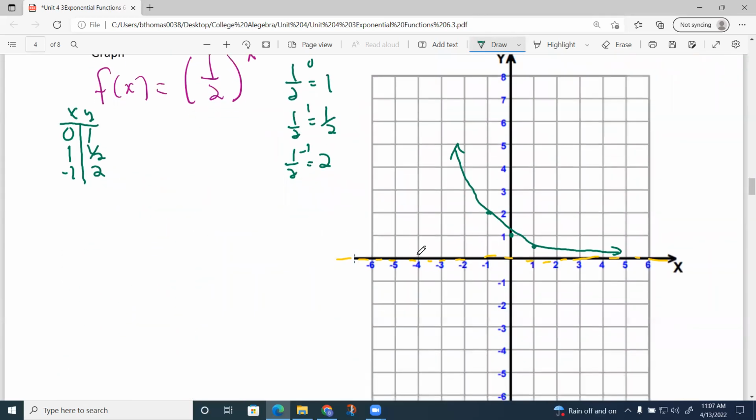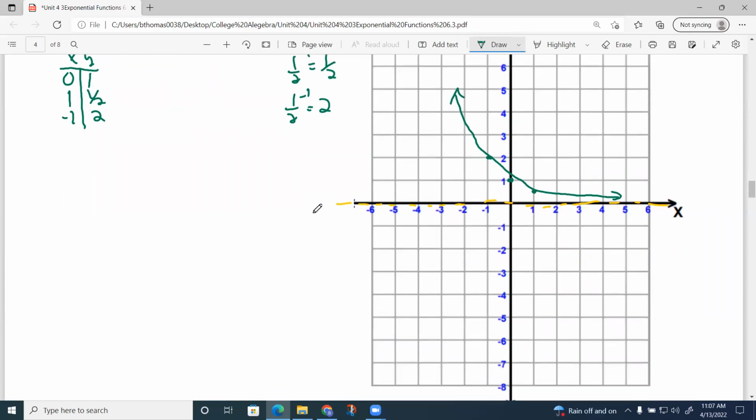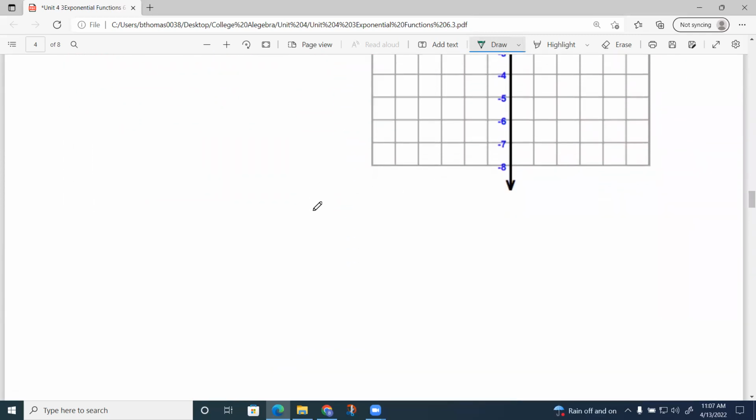So again, if you look at the graph, it doesn't touch the x-axis, so there aren't any x-intercepts. The y-intercept is here at (0, 1). And as you go from left to right, you see that it does decrease. Notice again, there aren't any domain restrictions, and the range is above the x-axis. In other words, y is greater than 0. And notice how it does pass the horizontal line test. So all those are properties of this function. If you can get some of that to memory, it makes the graphing a little bit easier.